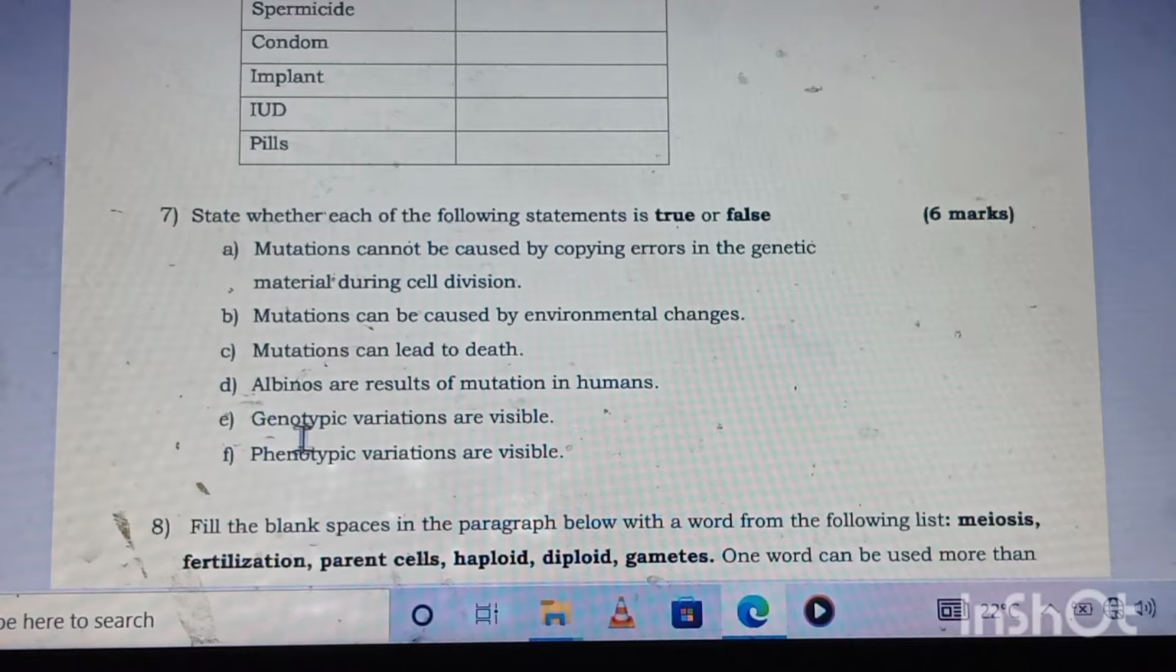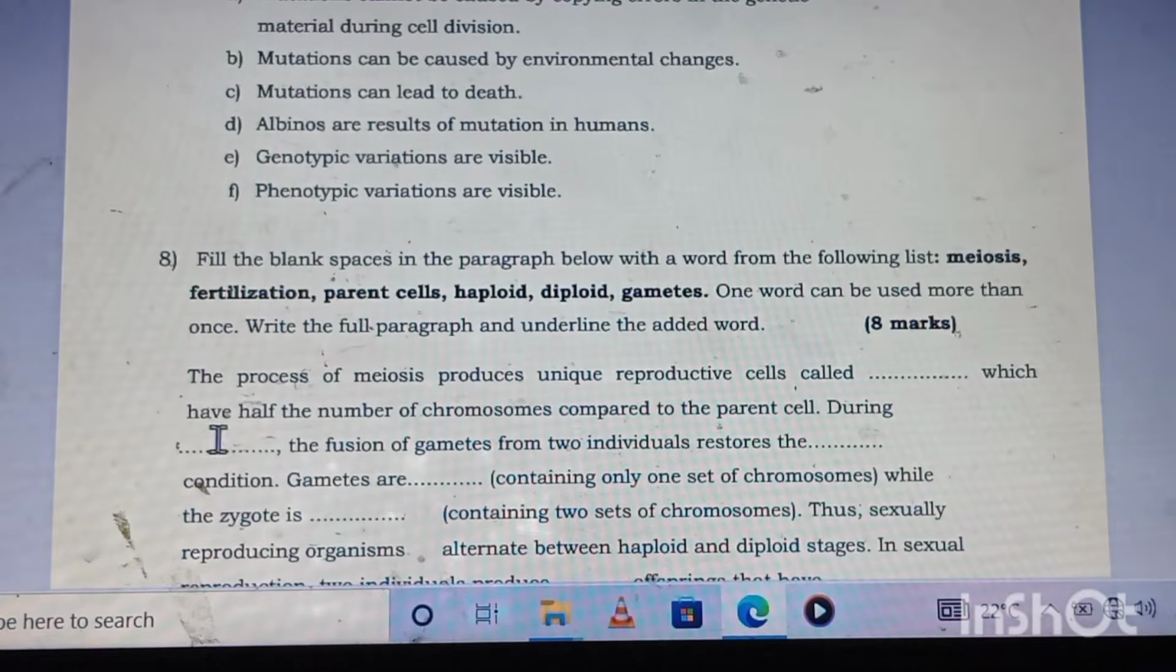E. Genotypical variations are visible? No, because the variation which is visible is phenotypical variation. It means for question E, it is false. The last one, phenotypical variations are visible. Yes, of course, it is true. Let me go now with question number 8.